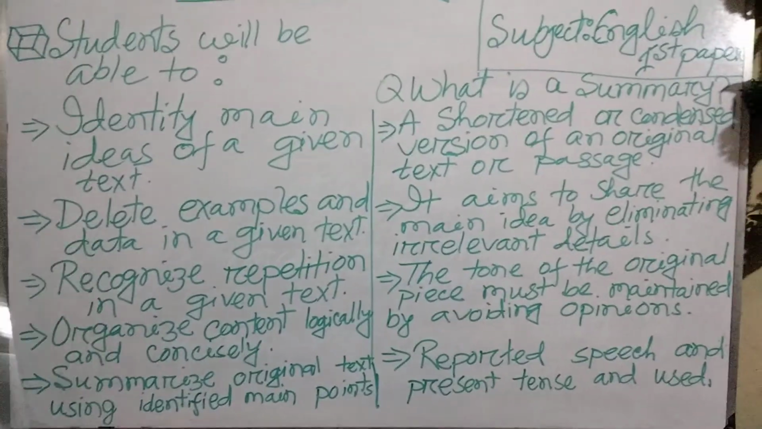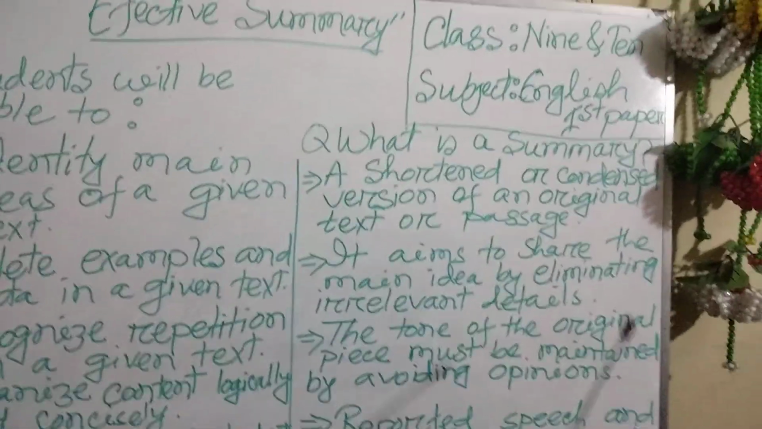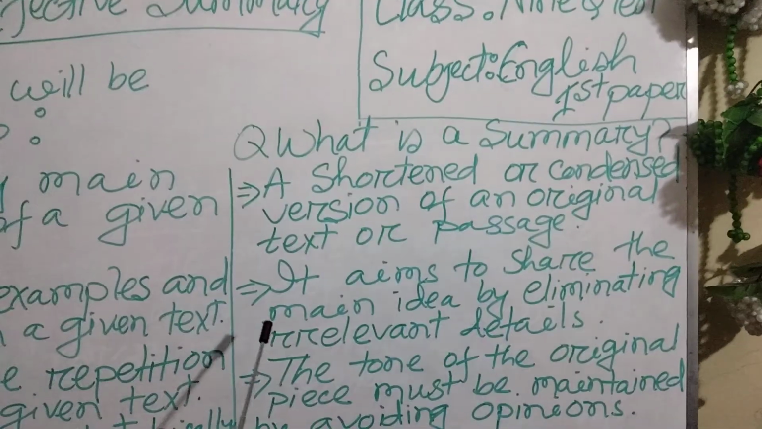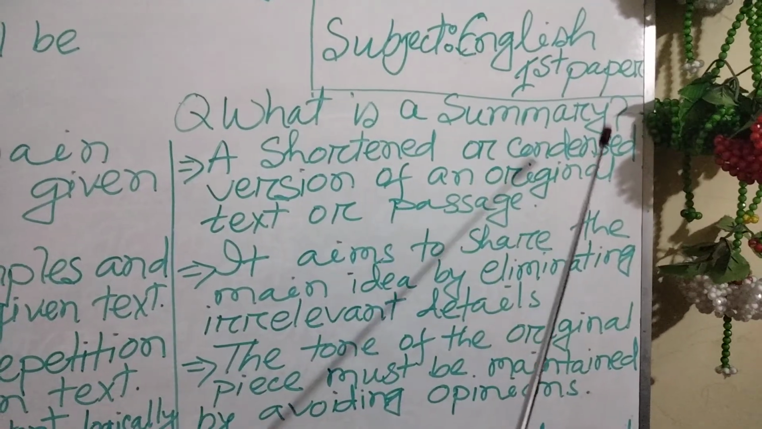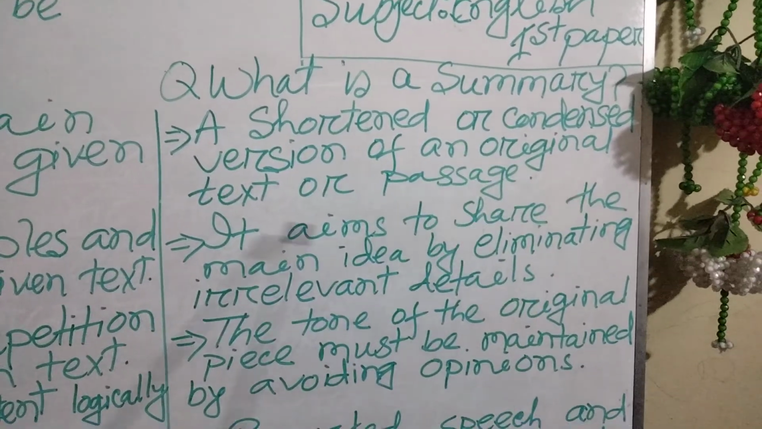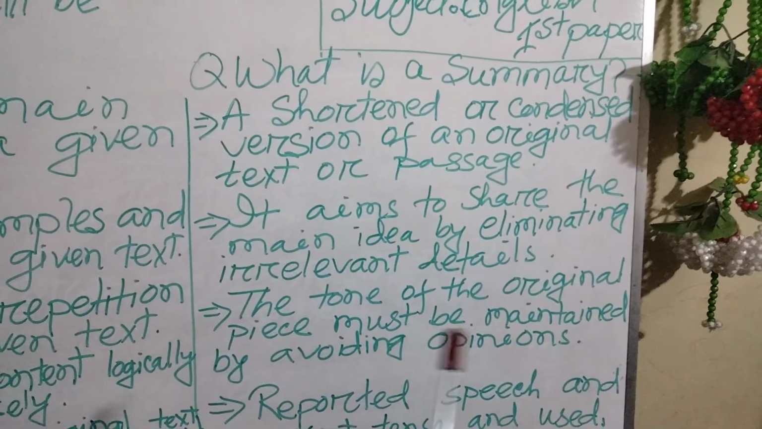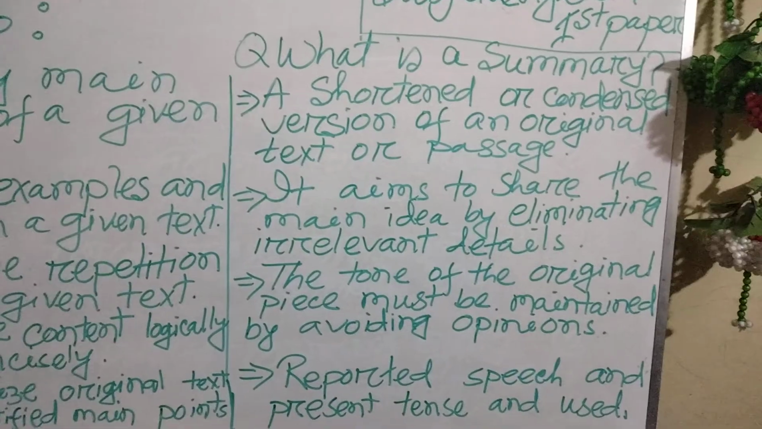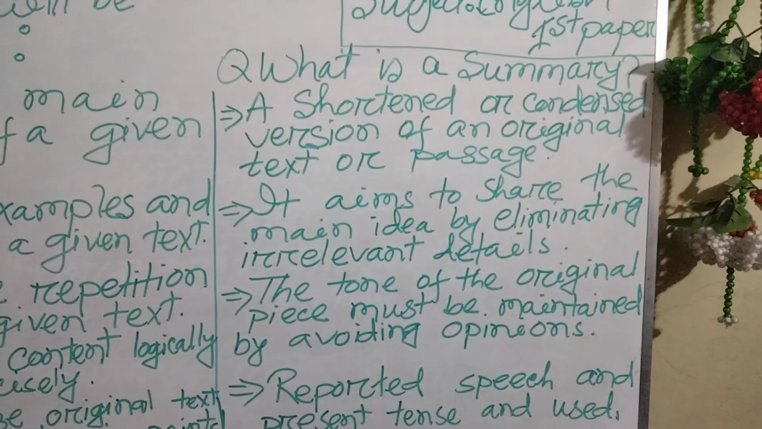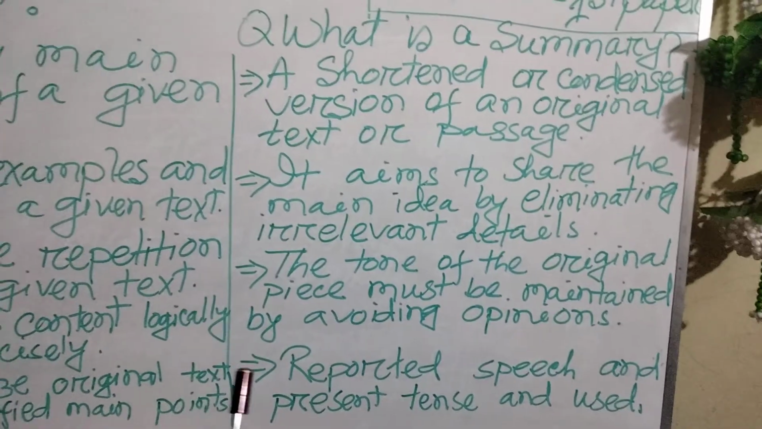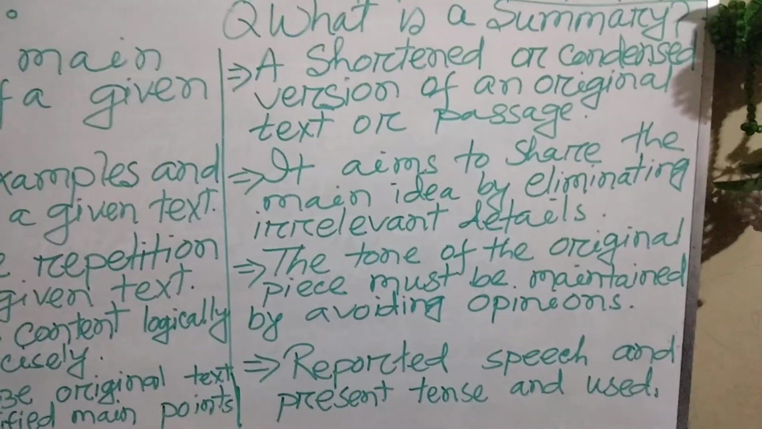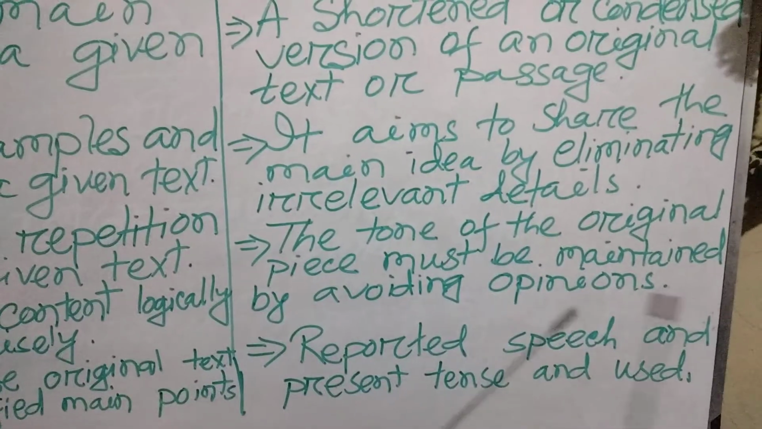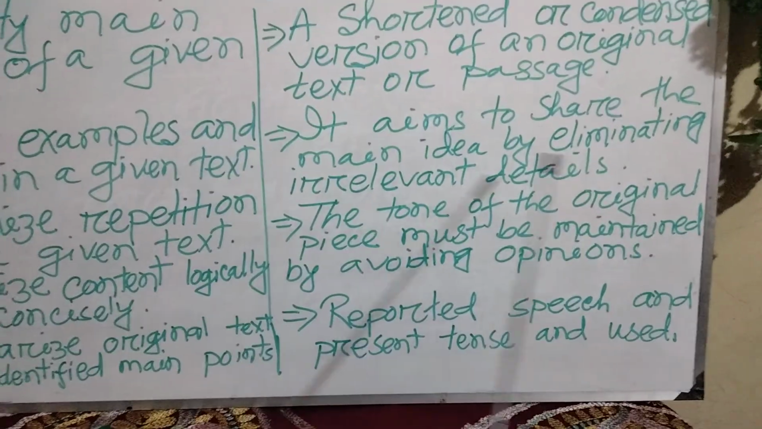Okay, all of you, maybe you can understand. Then we will know what is summary. So you can see here I have written what is summary. The answer will be here: a shortened or condensed version of an original text or passage. So you write the condensed version of an original text or passage. Okay. So next, it aims to share the main ideas by clarifying irrelevant details. So you must write down clarifying details in your text.